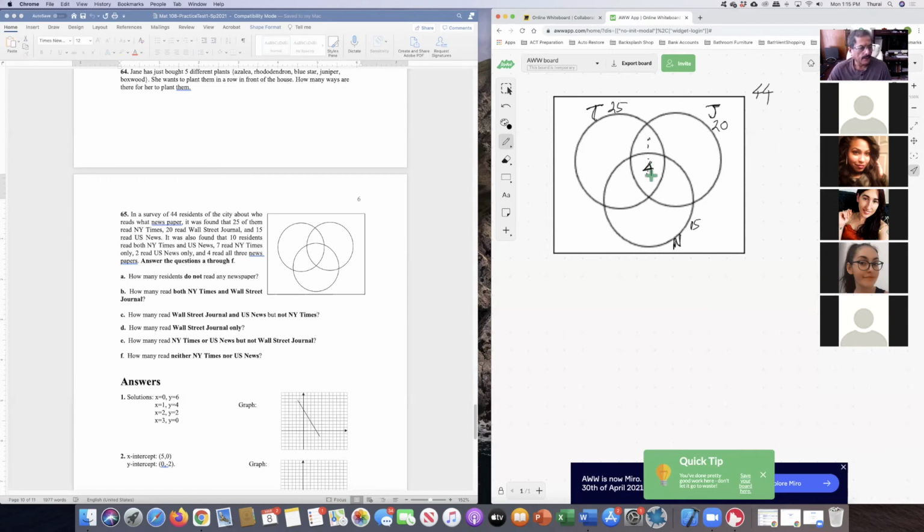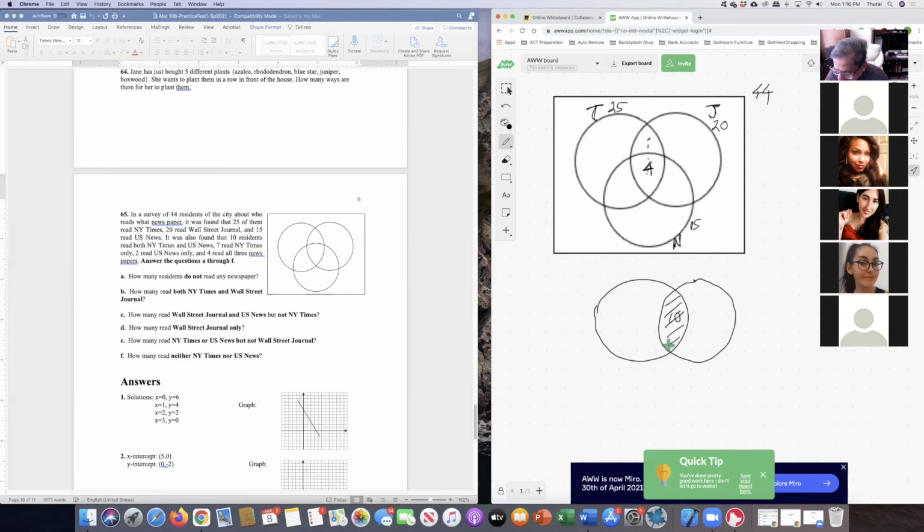So wouldn't the 10 go in between Times and News? 10 residents read both New York Times and US News. The 10 will be, okay, so this is Times, New York Times. This is Journal. The 10 is going to be all of this, right? Understand?